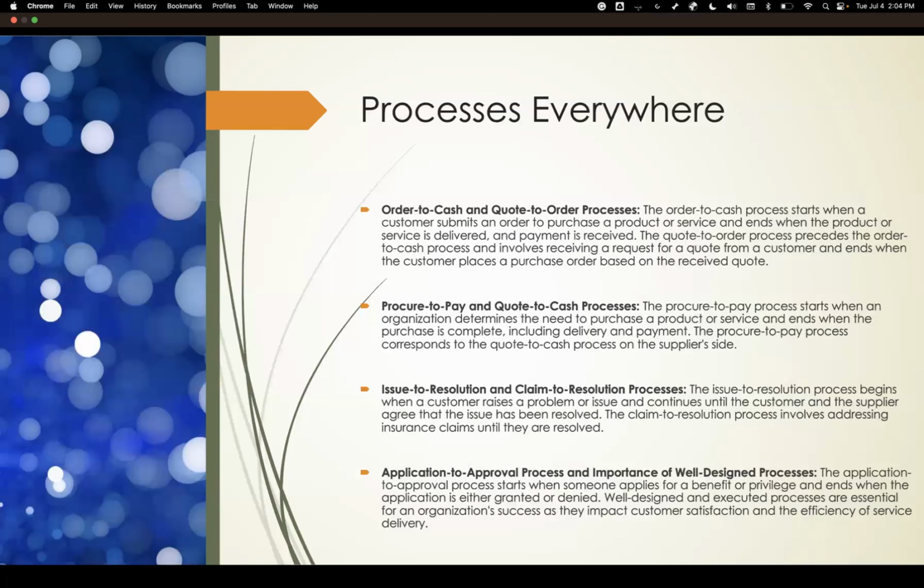Application to approval process and importance of well-designed processes. The application to approval process starts when someone applies for a benefit or privilege and ends when the application is either granted or denied. Well-designed and executed processes are essential for an organization's success as they impact customer satisfaction and the efficiency of service delivery. Moving to the next slide.